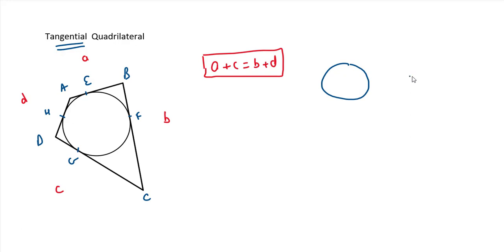If I draw two tangents from a point outside the circle, I have drawn two tangents from a common point which is outside the circle, then the length of these tangents will always be equal. We are going to use the same property and see how to arrive at this relation. If you consider these two tangents, FC and CG, they are drawn from the same common point C, hence their length will be equal. So this length will be equal to this length.